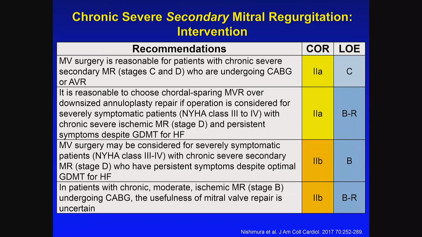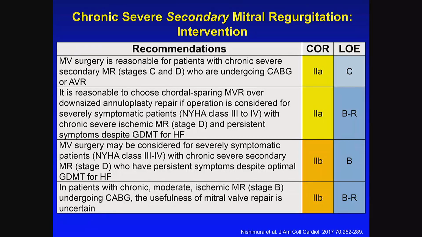Mitral valve surgery, in a Class 2B recommendation, can even be considered for severely symptomatic patients with chronic severe secondary MR with symptoms, or again, in those with moderate ischemic MR, so stage B valve disease, undergoing another cardiac surgery, but with a less intense class of recommendation.